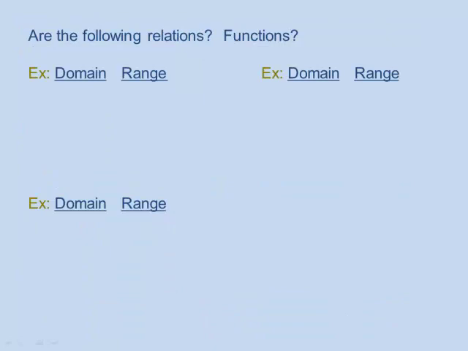So let's look at some examples and talk through that a little bit. We're still just going to use a general tabular or table form so that we can talk about it in a simple fashion, and then we'll expand that to something that maybe isn't just a few ordered pairs to look at. So the question is, are the following examples relations, and are they functions?